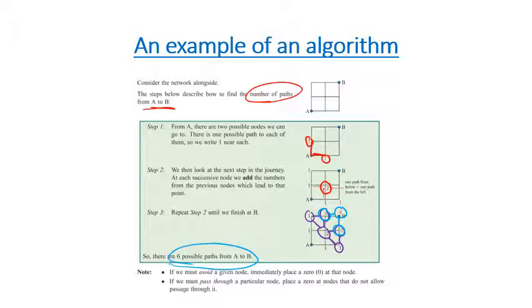It's important to note, down the bottom here, if we need to avoid a given node, we immediately place a 0 at that node. That means you don't go through it. But if we have to pass through a particular node, we place a 0 at the other nodes that do not allow passage through. So we're going to go through an example of that.